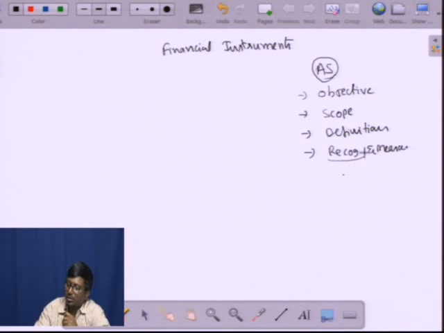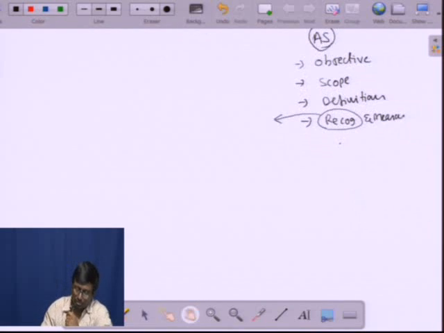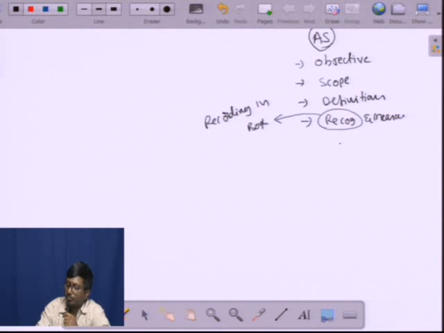What do you mean by recognition, my dear? Recognition means recording. Recognition means recording in books. In simple words, it is passing a journal entry in the books of account. Recognition generally talks about 2 points. The first is what to record. The next is when to record.